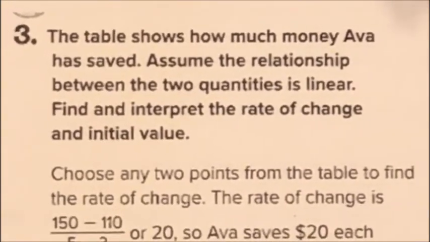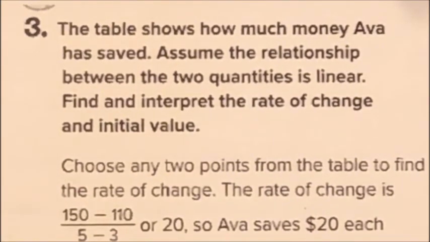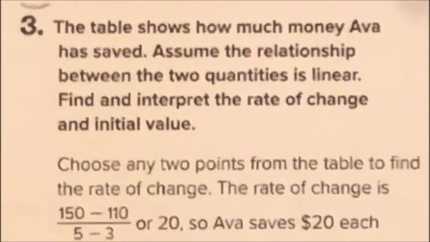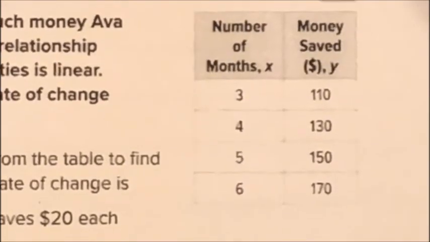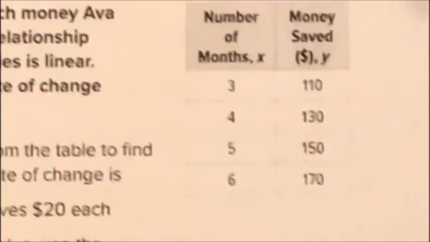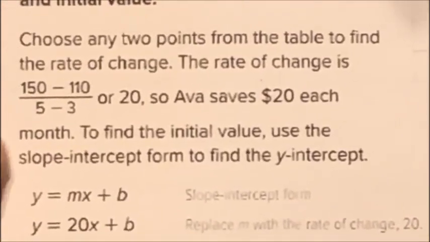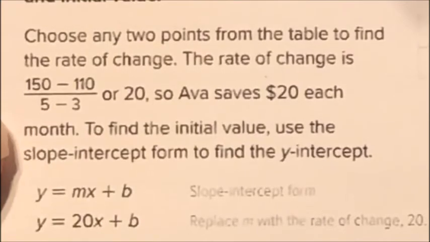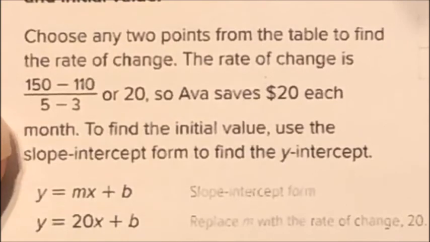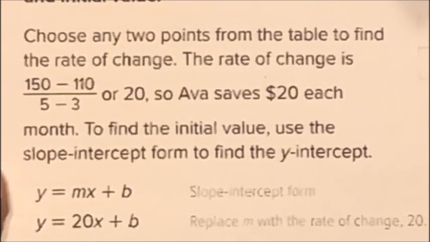Example number 3 says the table shows how much money Ava has saved. Assume the relationship between the two quantities is linear. Find and interpret the rate of change and initial value. I can choose any 2 points from my table. So here's my table right here. For this one, they used 150 and 5 and 110 and 3. When I simplify this, 150 minus 110 over 5 minus 3, it gives me 20. So Ava saves $20 each month.